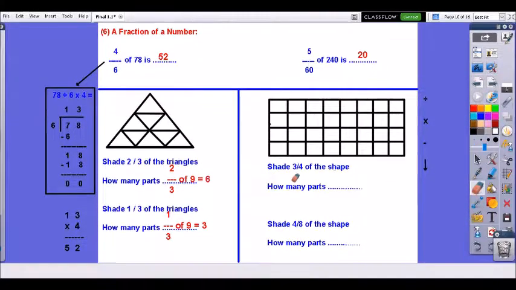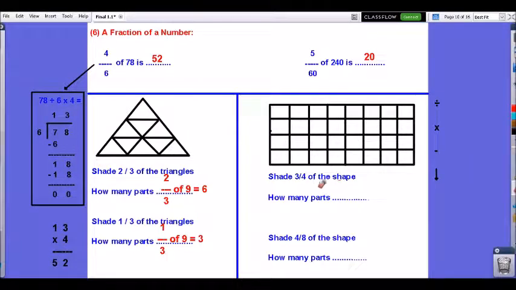3/4. Here, this is what they want: 3/4 of the shape. How many parts? Then here you find that 3/4 of 32 squares is going to give you 32 divided by 4. You know your times table, it's going to give you 8. You multiply 8 by 3 is going to give you 24.